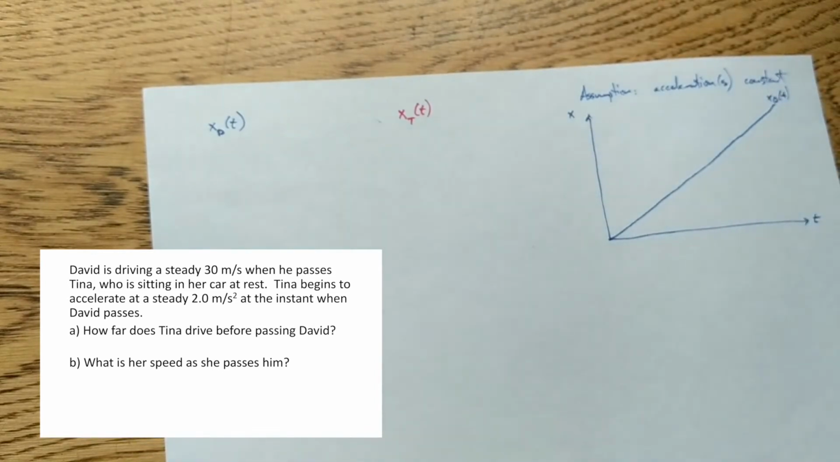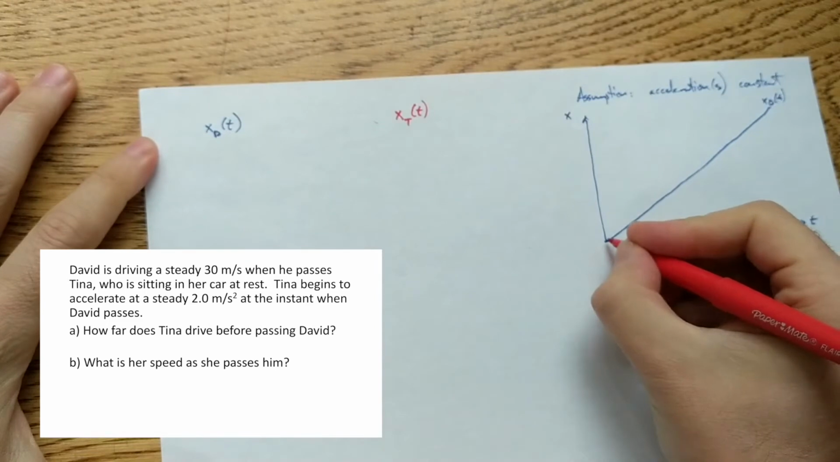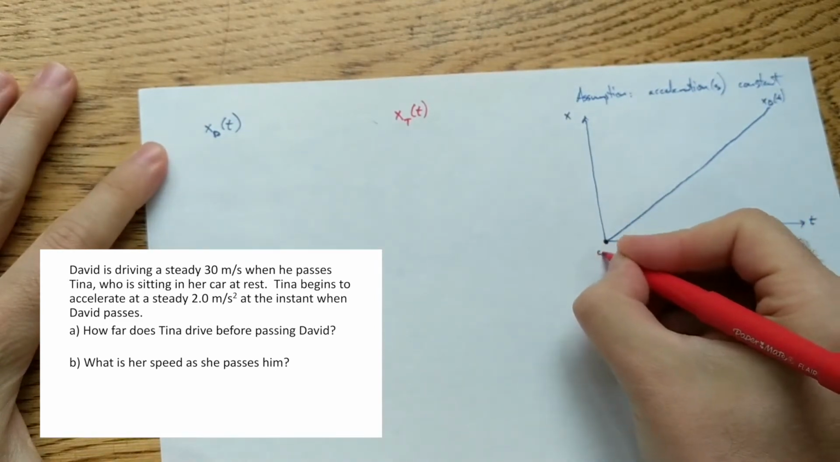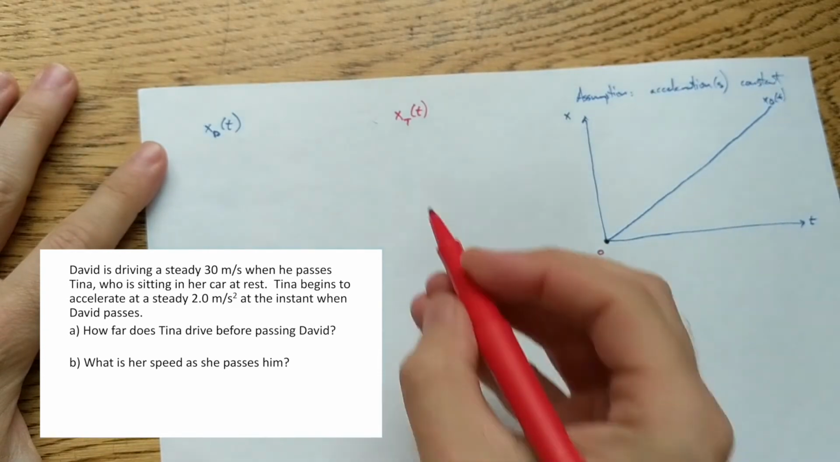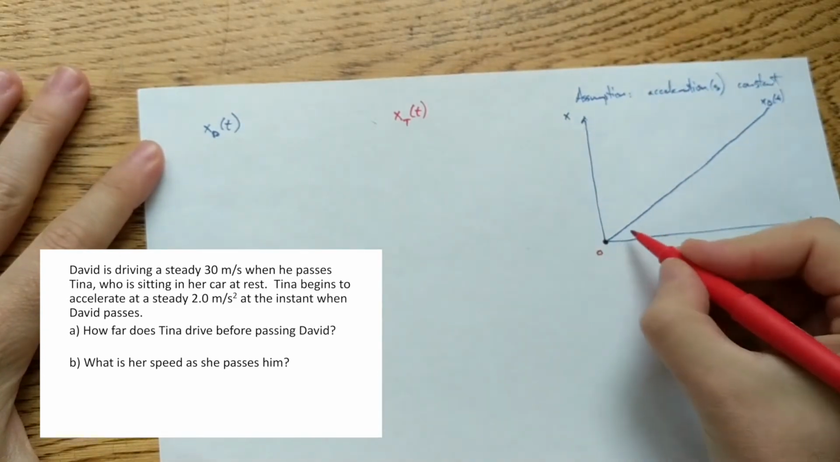Now, I also get to choose when time t equals 0 is, and where x equals 0 is. In this case, what makes sense is to call time t equals 0 when David passes Tina. So that's when David first meets his doom. He just doesn't know it yet. So at t equals 0 they meet, and that's also x equals 0. Tina starts accelerating almost instantaneously because, again, Tina is a baller.